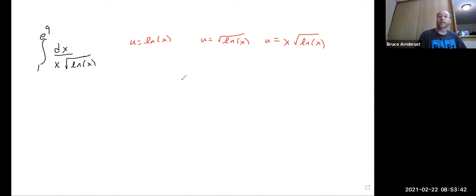So again, think about what the derivatives look like. The derivative of natural log is going to be a 1 over x. And that should immediately make you go, oh, that's the one I want, because I've got a 1 over x here in my integral. So forget about these two. Those are going to be horribly nasty. Let's use this one. So then du is going to be 1 over x dx, which changes this into 1 over square root of u times du.